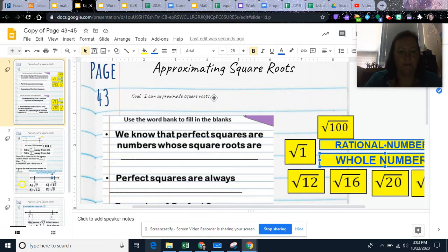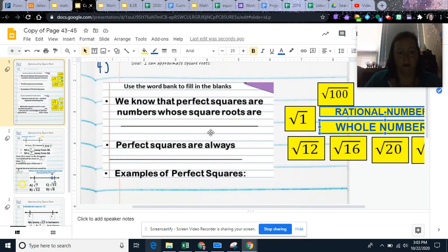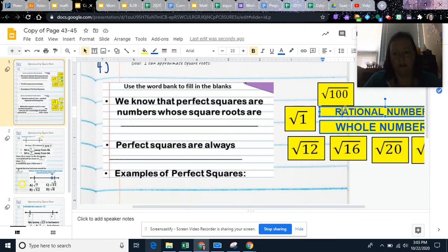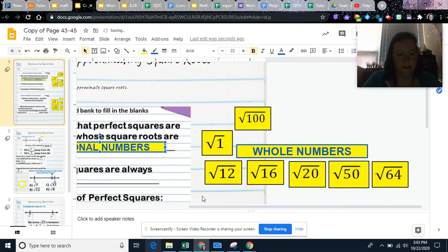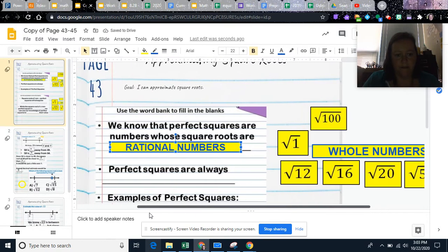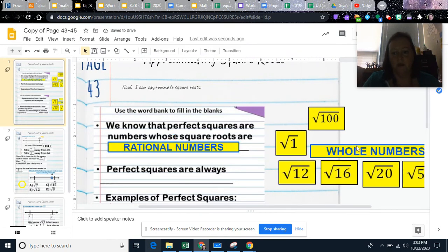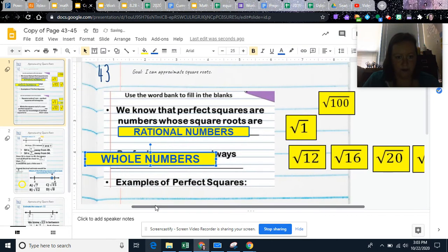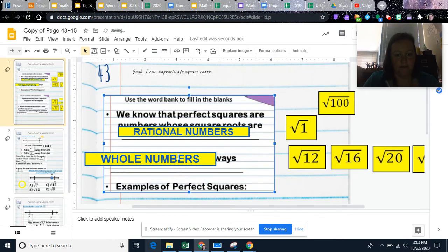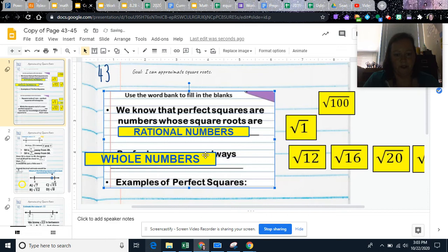So we know that perfect squares are numbers whose square roots are rational numbers. And the perfect squares will always be whole numbers. And so let's look at some of the examples to see which ones are perfect squares.